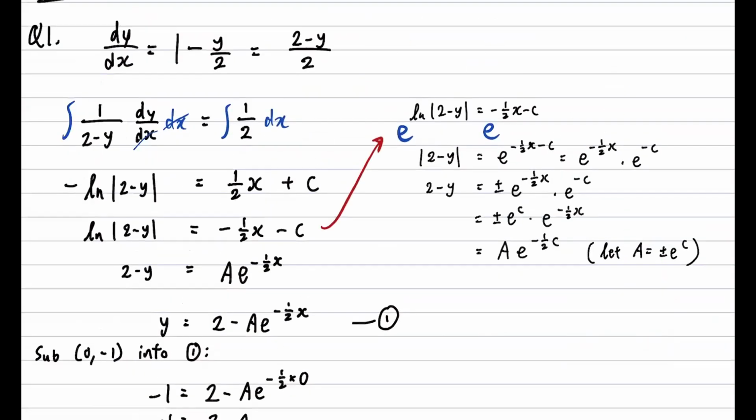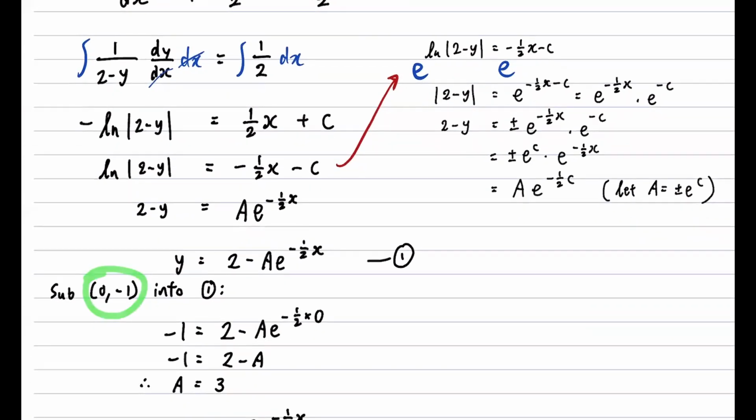So let's take a look. Sub in 0, -1. So we get -1 equals 2 minus a times e to the power of negative half times 0. So what do you know about anything to the power of 0? It's 1. So e to the power of 0 is just 1, and a times 1 is just a. That's why I left it as a. Then the others I just copy down. So -1 equals 2 minus a. Solving, I get a equals 3.